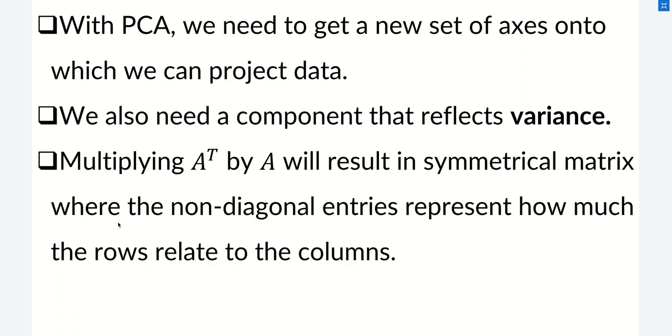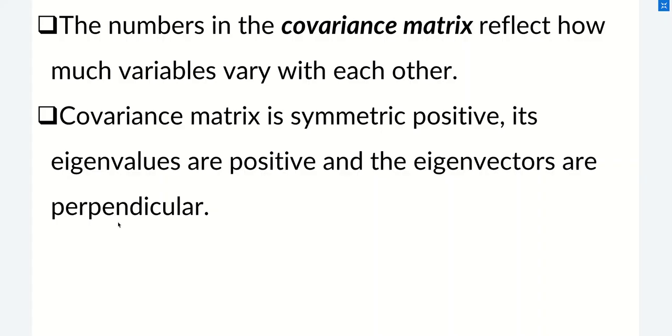Once we're able to remove them, we now have something known as what? A covariance matrix. The covariance matrix is symmetric, positive. Its eigenvalues are also positive and the eigenvectors are perpendicular. That means they are orthogonal. That means they are all linearly what? Independent. Once we're able to get our covariance matrix, we are done.